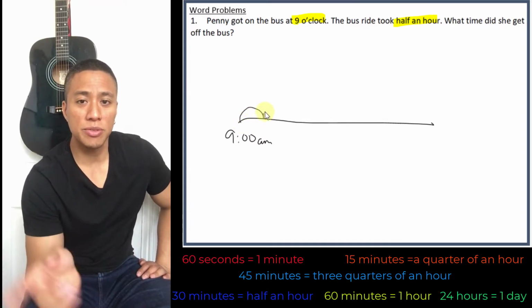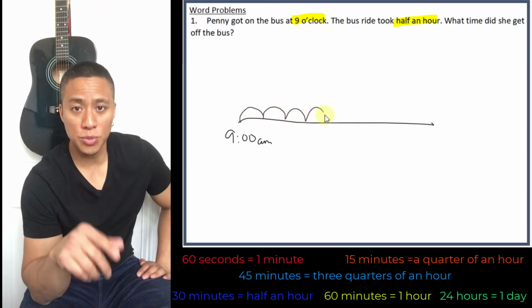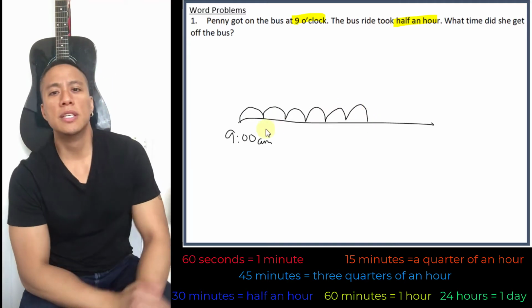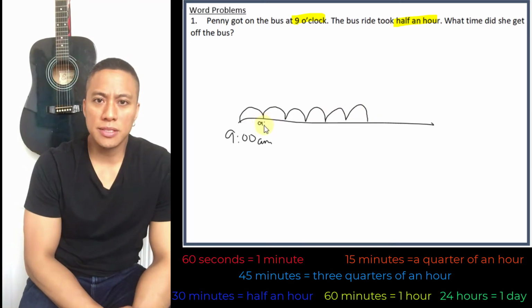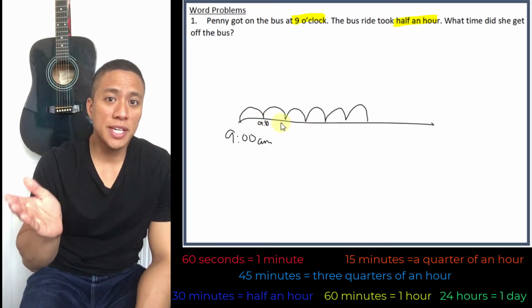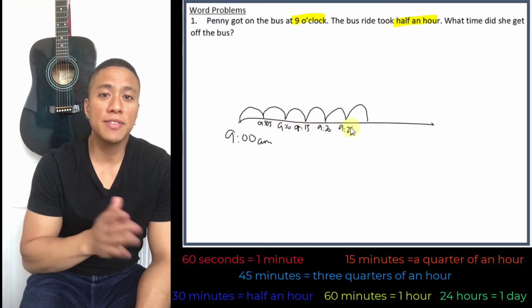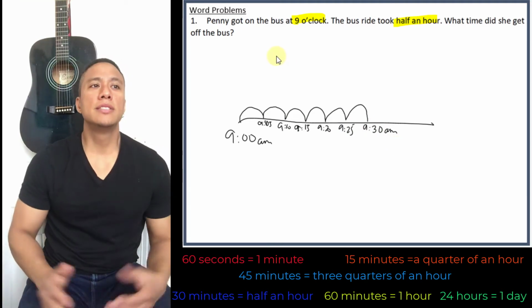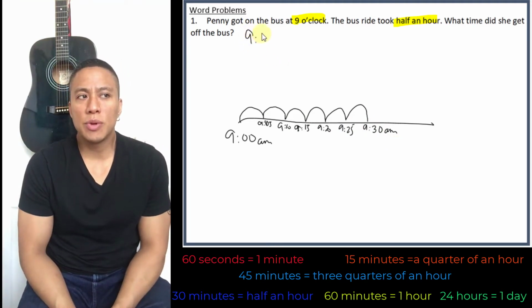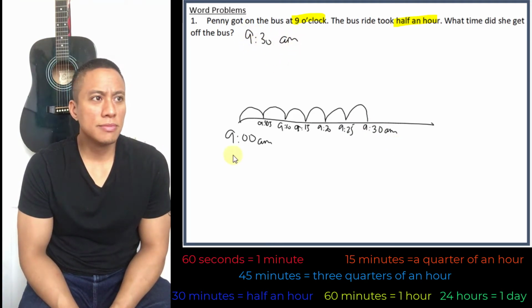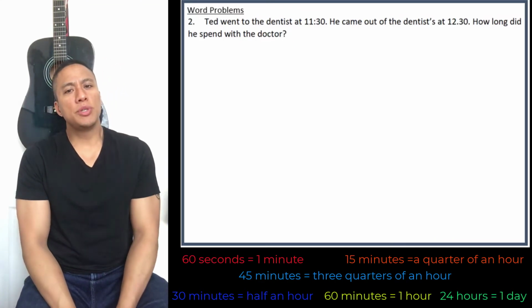Love counting in 5s, let's do it. 5, 10, 15, 20, 25, 30. Right, 30 minutes. 9:05, 9:10, 9:15, 9:20, 9:25, 9:30. So the time is 9:30 when Penny got off the bus. Well done, Penny. 9:30.